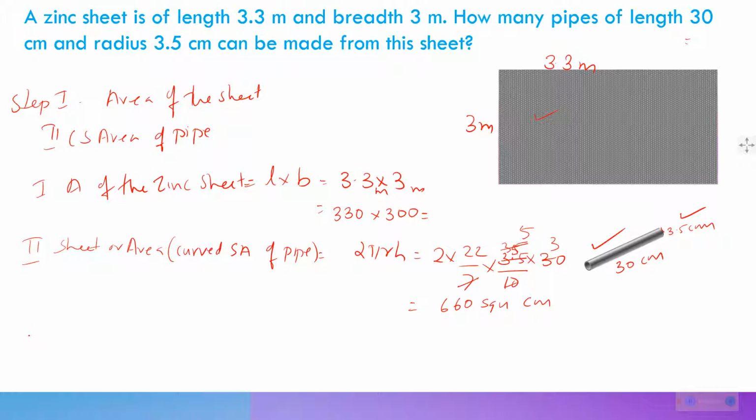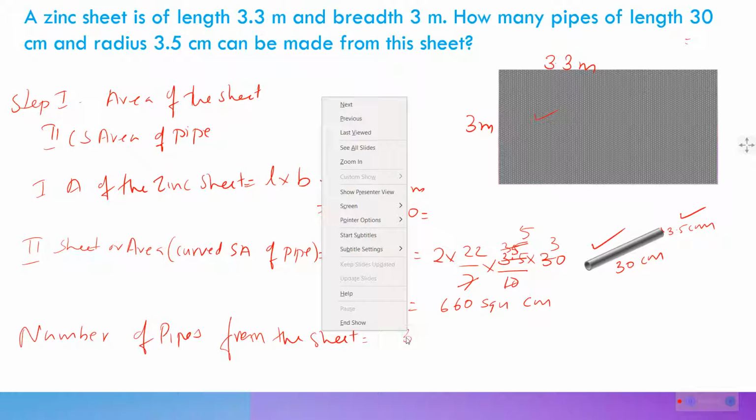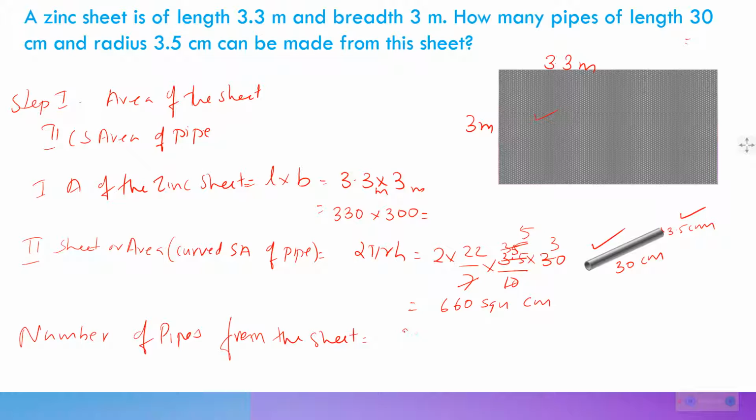So we know the number of pipes that can be made from the sheet. We have to divide the sheet area by one pipe area. Sheet area is equal to 330 into 300. We have not done the multiplication by 660. Most of the time it becomes very useful. Why? Because 330 doubled is 660, so 2 times 2 will go in this. It becomes 150 pipes can be made.